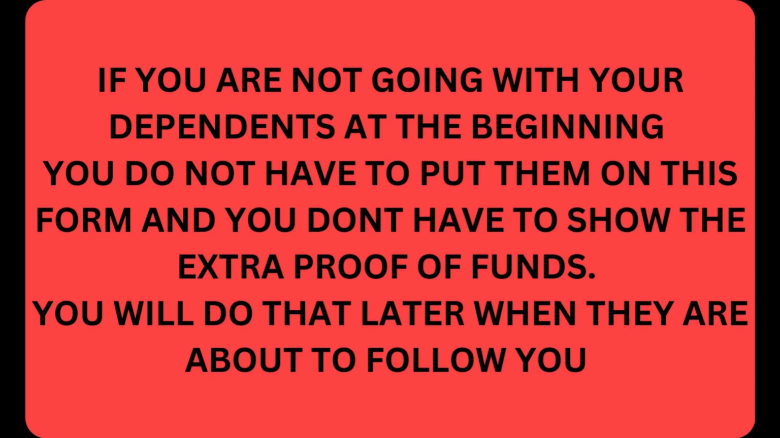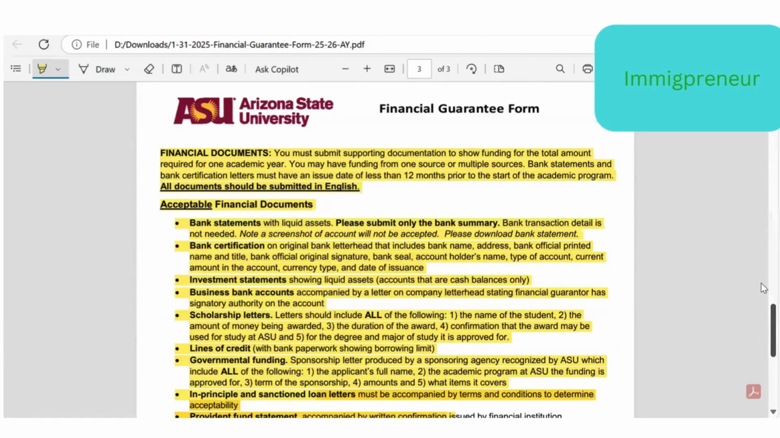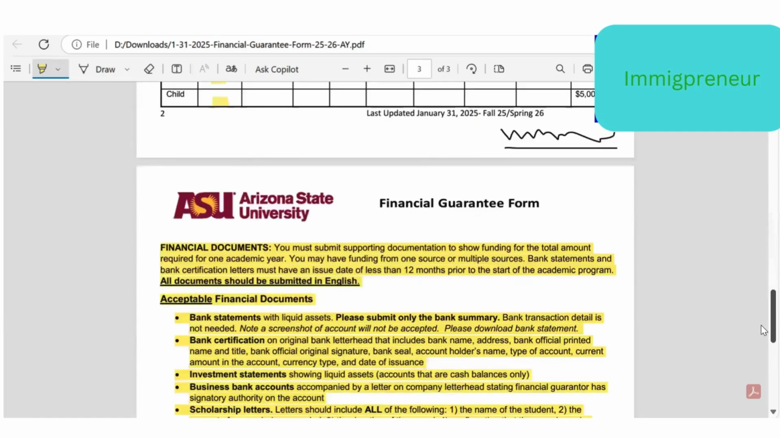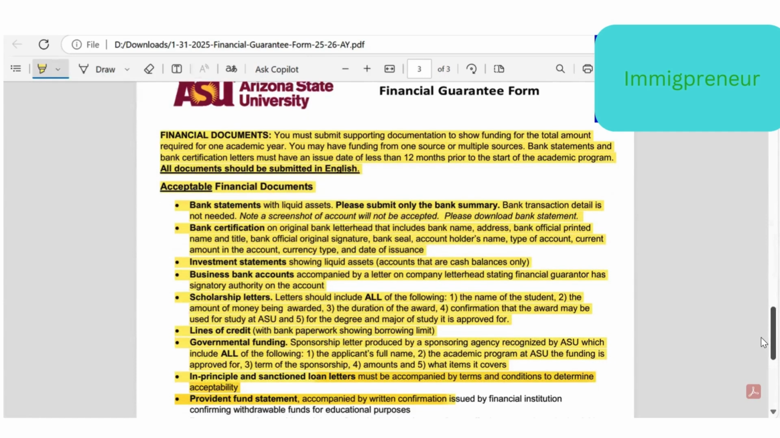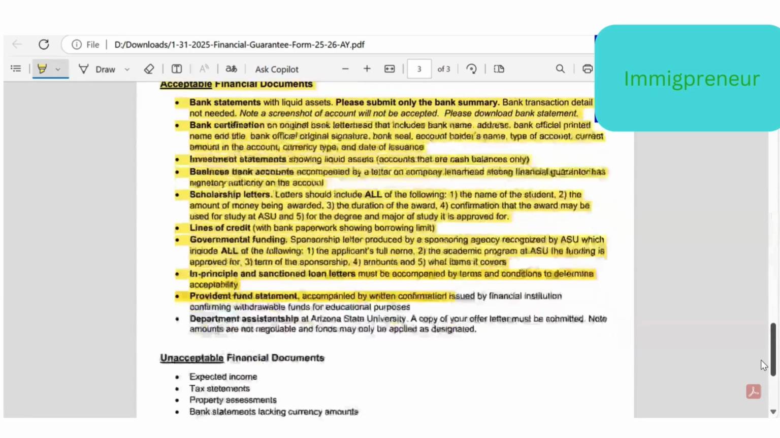If you're not going with your dependents at the beginning, you do not have to put them on this form, and you don't have to show the extra proof of funds. You will do that later when they are about to follow you. After that, the next step is that they show you exactly the type of financial documents that they will accept and the type that they will not accept.